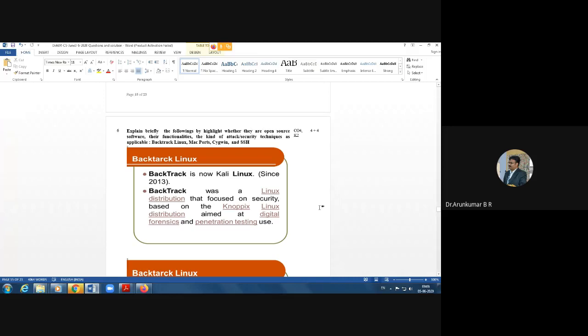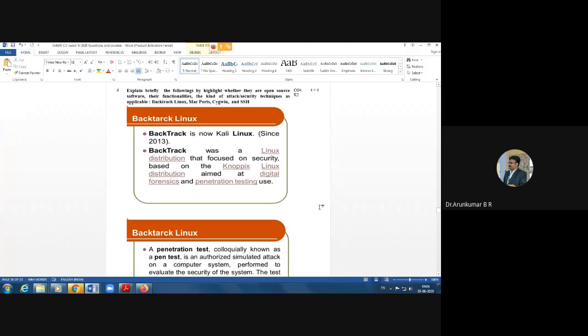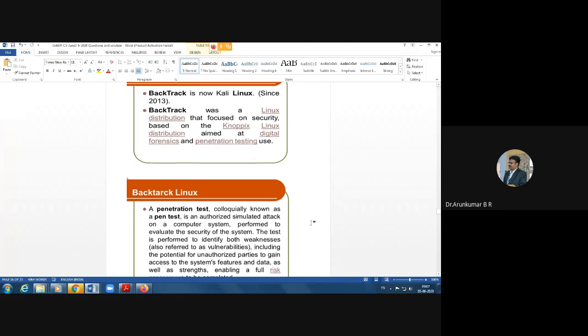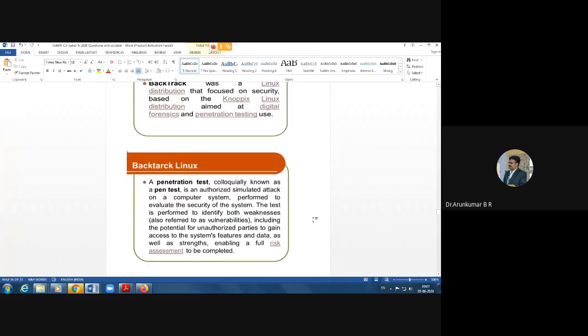and penetration testing use. A penetration test, you know, right? Colloquially known as pen test, is an authorized simulated attack on a computer system performed to evaluate the security of the system. The test is performed to identify both weaknesses, also referred to as vulnerabilities, including the potential for unauthorized parties to gain access to the system's features and data, as well as strengths, enabling a full risk assessment to be completed.